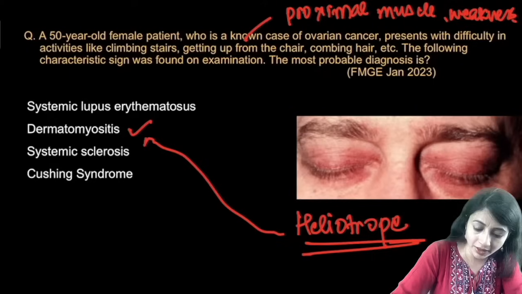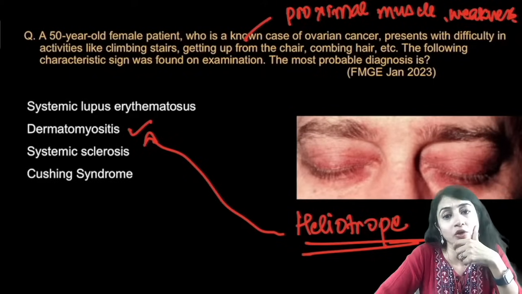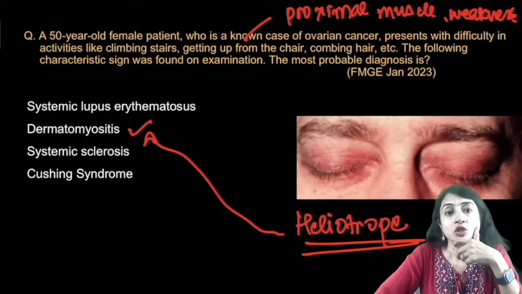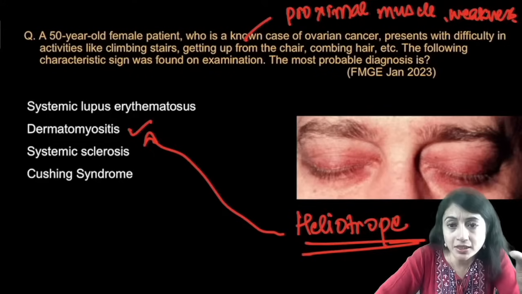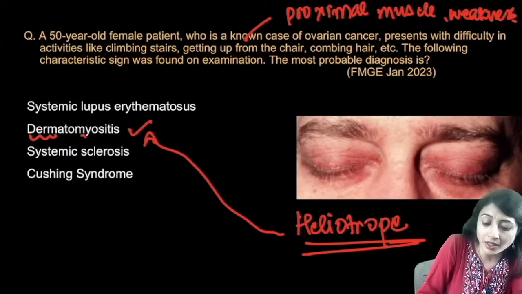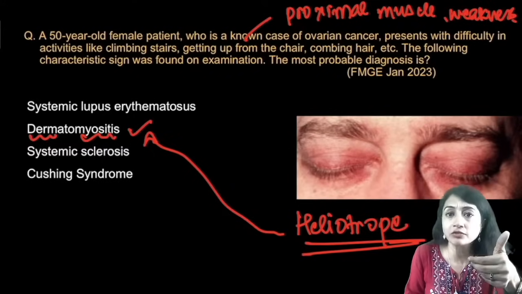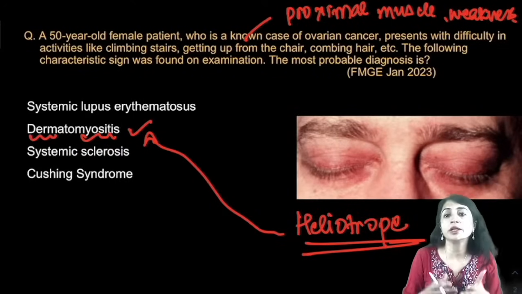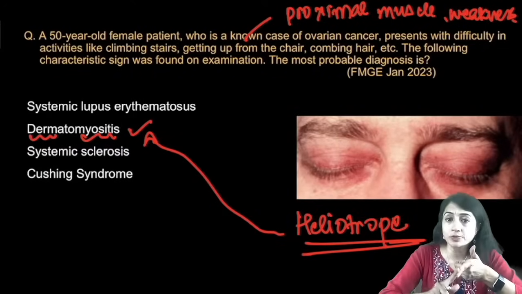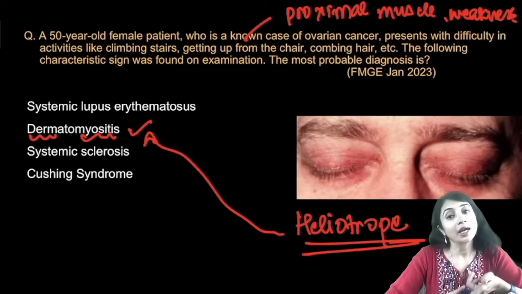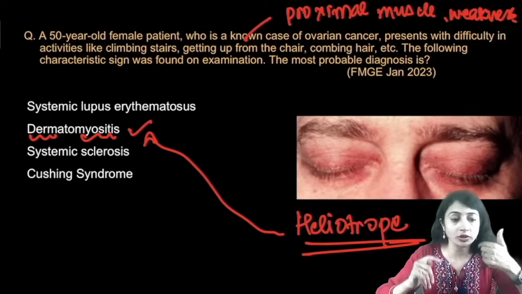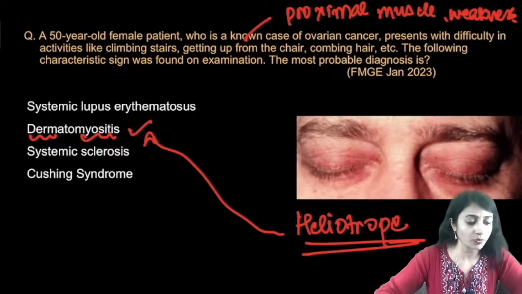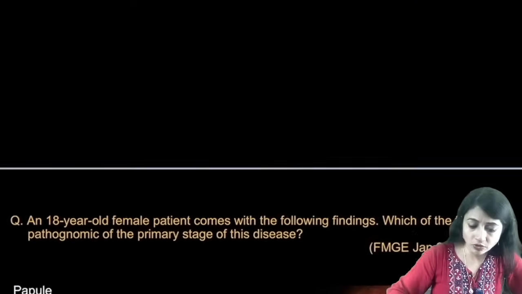heliotrope rash is a characteristic feature of dermatomyositis. So dermatomyositis, as the name suggests, has skin involvement and muscle involvement. Muscle involvement is in the form of proximal muscle weakness, and skin involvement, the most common features are Gottron's papules, Gottron signs, and then this characteristic rash on the upper eyelid called as heliotrope rash, right? So amazing. Since you know all about it, I'll move on.